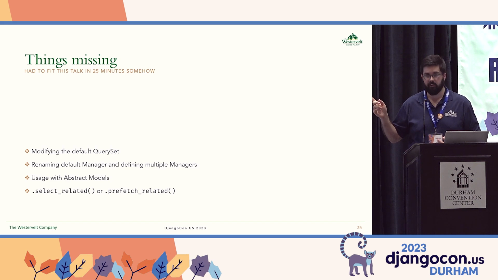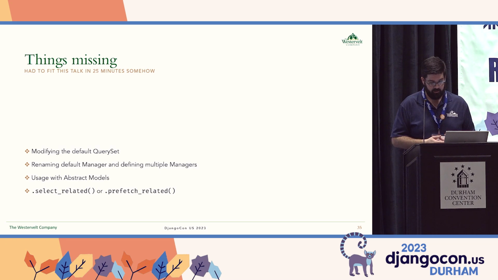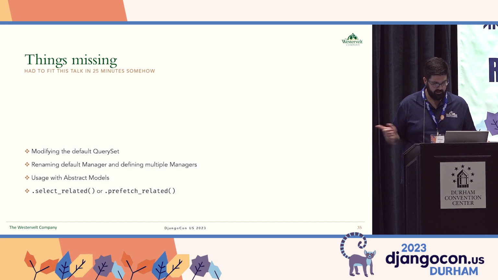Or renaming the default manager. I just used objects every time in all the examples. Or any use cases with multiple managers that are attached to a model. You can also define managers for abstract models. Of course, it wouldn't be an ORM talk without a reference to select related and prefetch related to avoid those pesky N+1 queries. Basically, go read the docs. They're great, they're well written, they're understandable, and they'll go through all this.